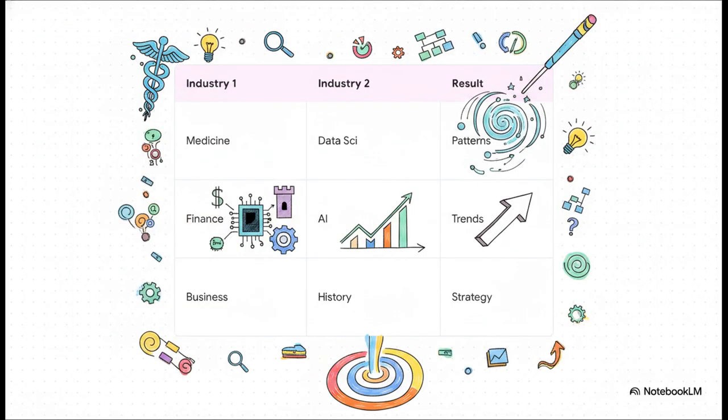And this is where the real magic happens. Honestly, this might be the absolute most powerful feature. Stop creating notebooks with only one type of information. Mix drastically different industries together. Throw marketing and psychology into one notebook, finance and AI, medicine and data science, business and history. Then ask the system what hidden patterns exist between these fields. You will uncover trends and discover strategies that most people literally never notice. This kind of cross-pollination is where true innovation happens.